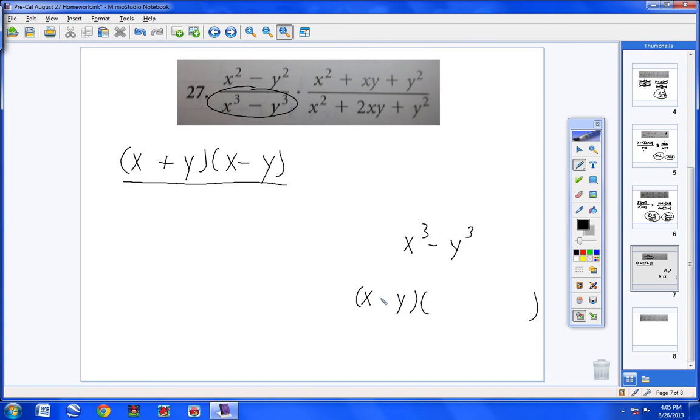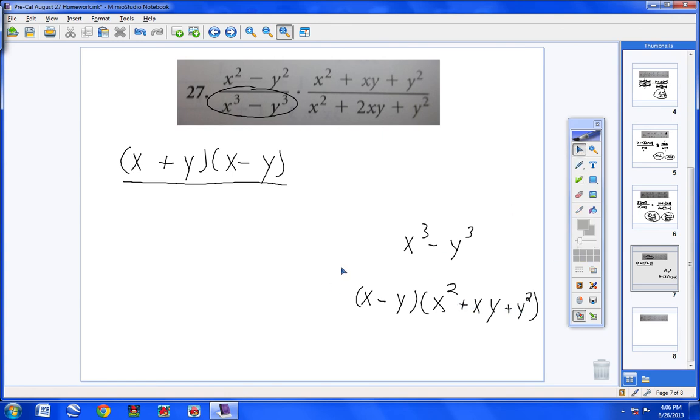You bring down your negative sign, and now you take this x here and you multiply it times itself. So x times x is x squared. Then to get your middle term right here, you take this term and you multiply them together. So x times y is xy. And then you take this term here and you multiply it by itself. So y times y is y squared. Now, whenever this is negative, everything over here is positive. And there, we have done it.